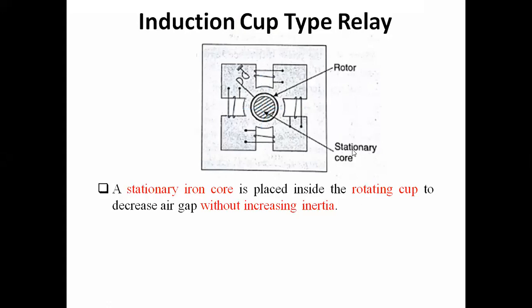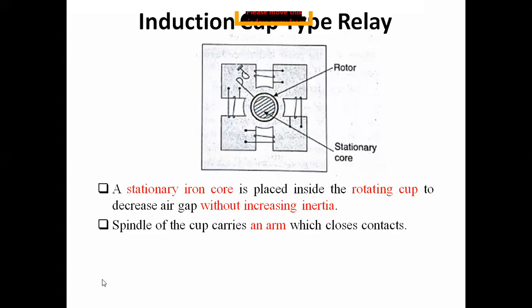So it has low inertia. One spindle of the cup carries the arm. This is the arm, which carries the moving contacts. So when this induction cup rotates due to fault current in the coil, the moving contact touches the fixed contact and the relay will operate. So this is the principle.